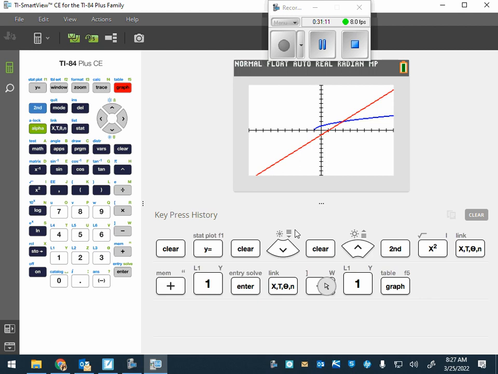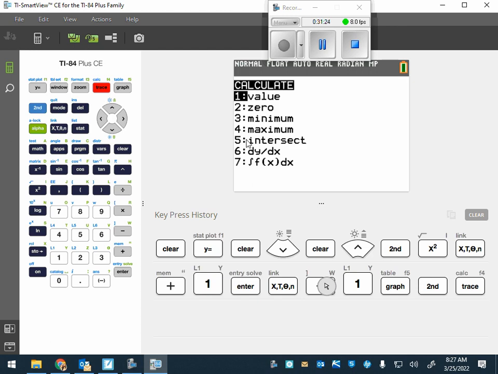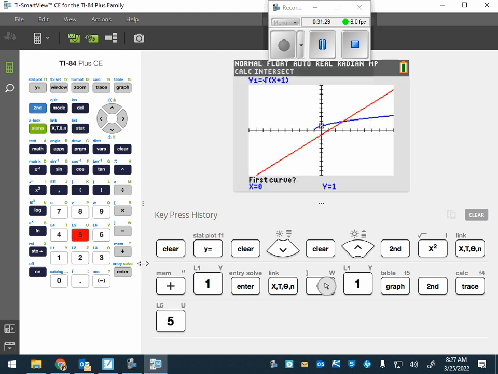Okay, do we see this? So now if we have a solution, it's going to be this intersection. To find it, we go to second trace, number 5, and we're going to hit enter 3 times: 1, 2, 3. X equals 3, is that our solution we found? Yeah. Okay, x equals 3 is our intersection.